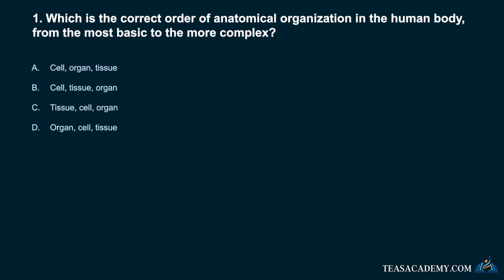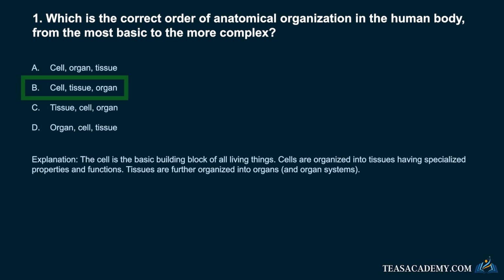1. Which is the correct order of anatomical organization in the human body, from the most basic to the more complex? A. Cell, organ, tissue. B. Cell, tissue, organ. C. Tissue, cell, organ. D. Organ, cell, tissue. Correct answer, B. Cell, tissue, organ. The cell is the basic building block of all living things. Cells are organized into tissues having specialized properties and functions. Tissues are further organized into organs and organ systems.